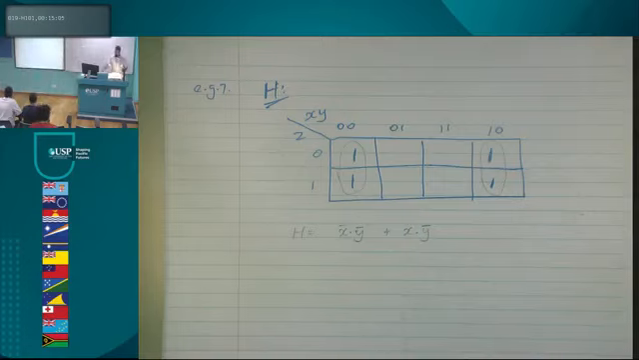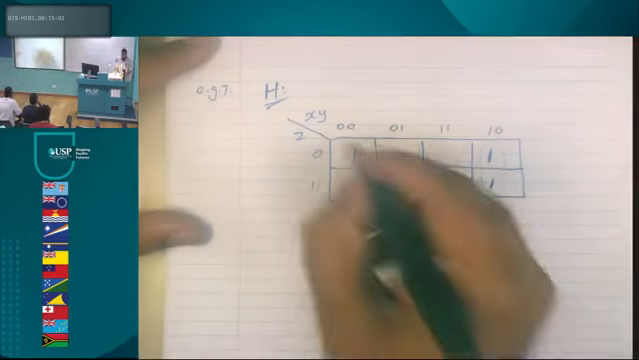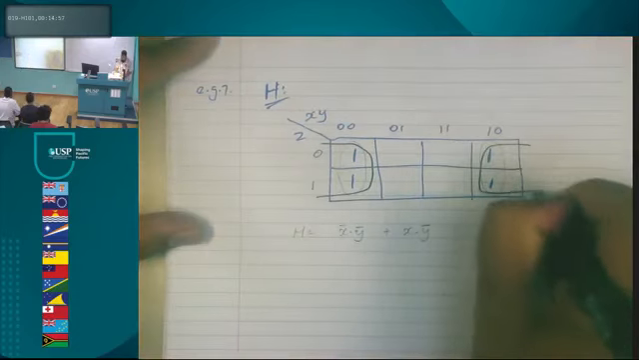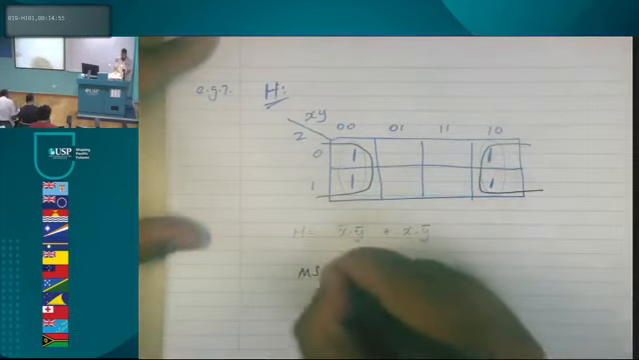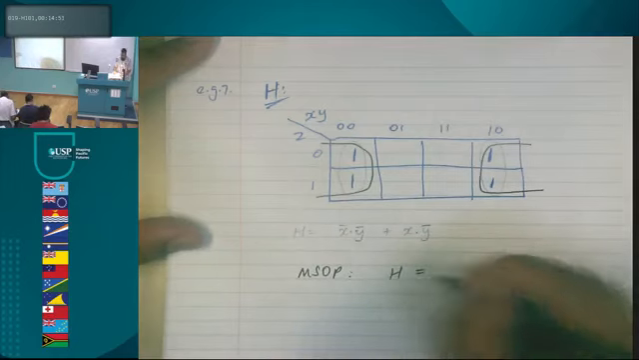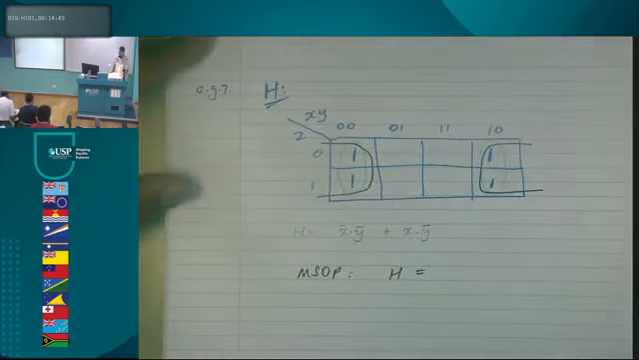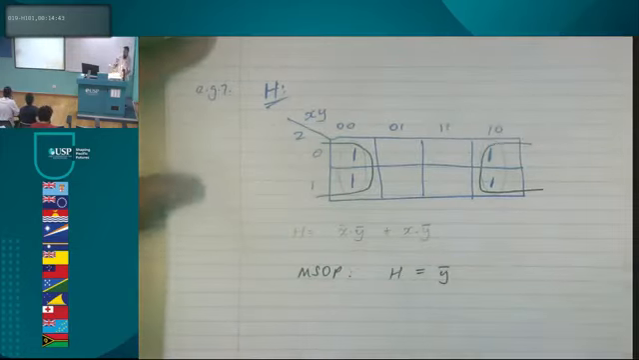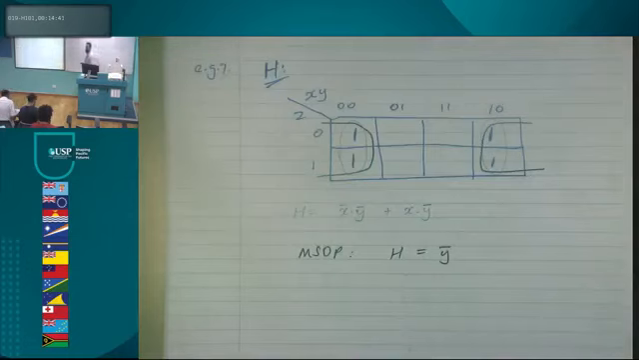The real answer is this one. The minimum is this one. We take it like this, take it like that. So the minimum sum of products will be H is equal to, what can you tell me about it, guys? H is equal to Y bar. That's it. Right? So both of them are correct, except for when you do the groupings correctly. If you make a mistake, what did I show with this pencil and this thing here? What have I just demonstrated?